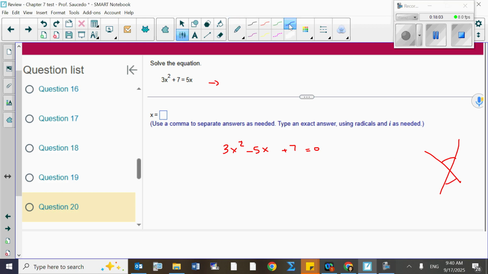So I'm looking for two numbers that if I add them, I get -5. That's the b value. If I multiply, I get a times c, 3 times 7. That's 21. But I cannot find two numbers that add to -5 and multiply to 21. So I cannot use this method. So I'm going to use the quadratic formula.